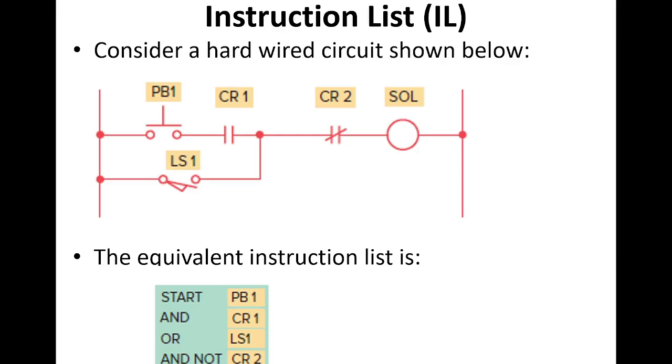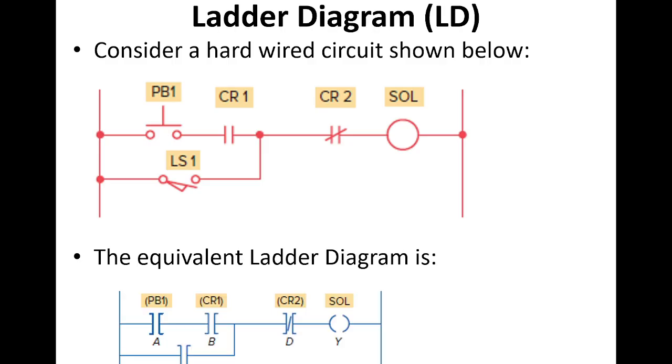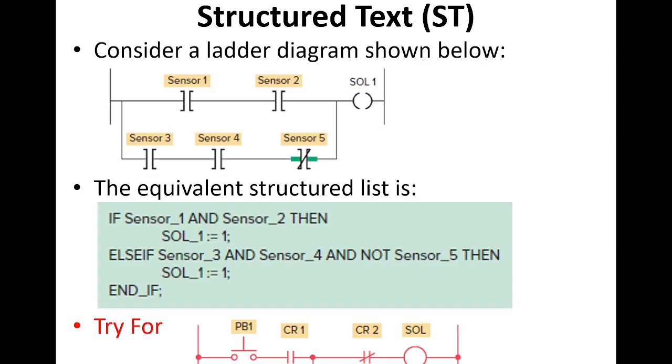You can see the switches and the motors, and the equivalent instruction list is shown here as start, and, or, and not, and out, which are the things you have used in that hardware circuit, right? Then next is the ladder diagram, and the equivalent ladder diagram is also shown here. Then, as we have seen before, there is the structured text. The equivalent structured text is here. They have used 5 sensors, and the equivalent structured text is as shown here. If sensor 1 and sensor 2, the AND operation and the AND NOT operations are used here.